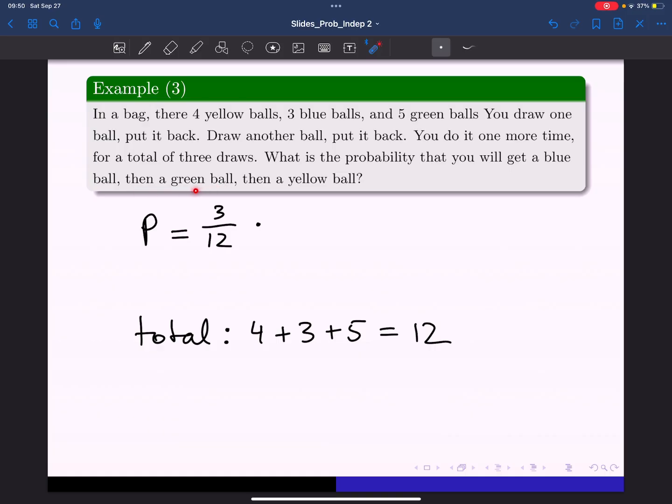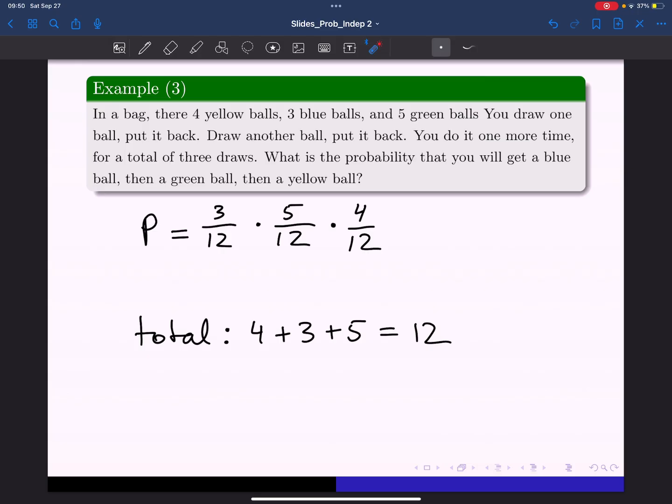Now, we get a green ball. How many green balls do we have? We have 5, so we can choose one of those 5. So we have 5 out of a total number of balls of 12. And then we can multiply. For choosing the yellow ball, how many yellow balls do we have? We have 4 out of total choices, 12. So because all the events are independent, we can multiply them.